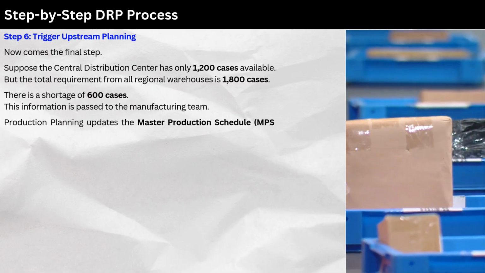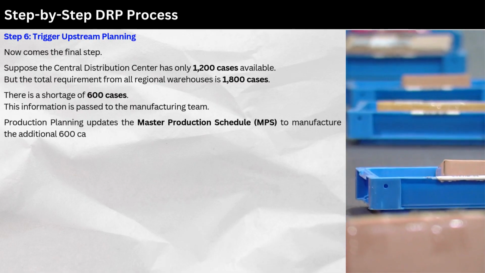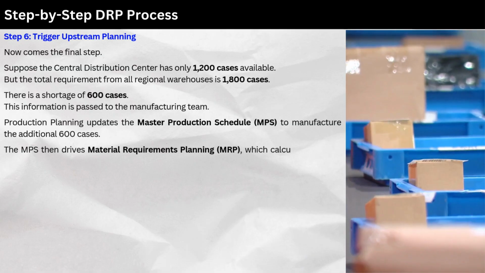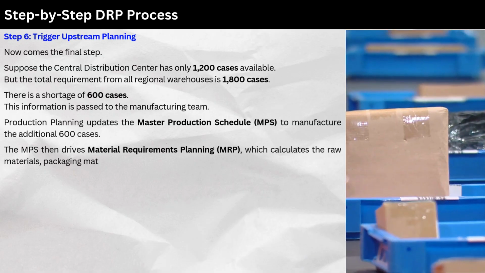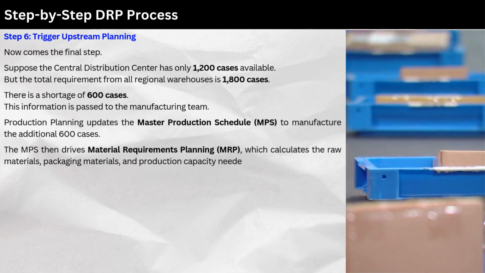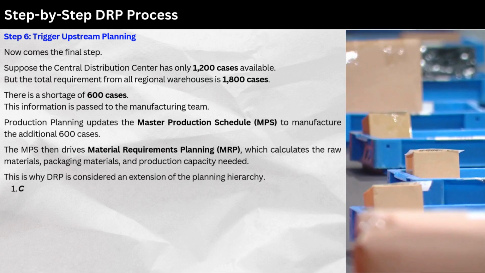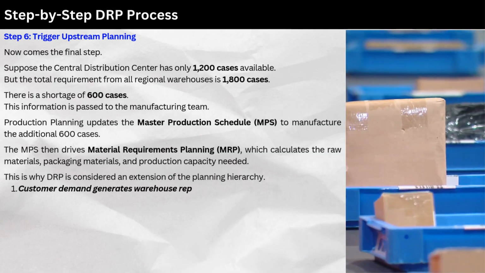Production planning updates the master production schedule, MPS, to manufacture the additional 600 cases. The MPS then drives material requirements planning, MRP, which calculates the raw materials, packaging materials, and production capacity needed. This is why DRP is considered an extension of the planning hierarchy.